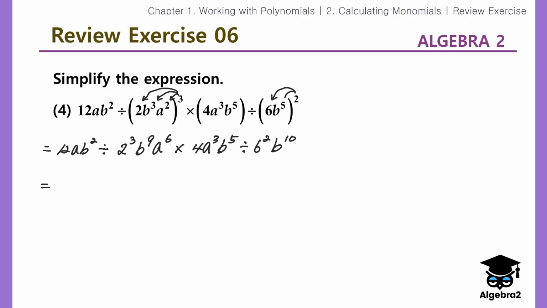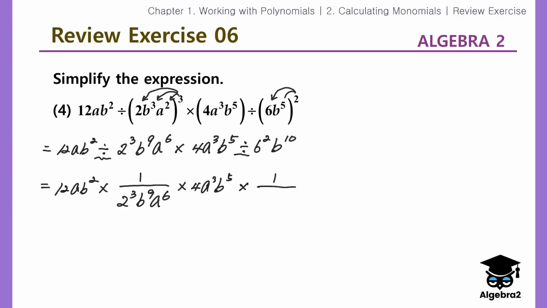So next step, convert this division to multiplications. So 12ab squared times 1 over 2 cubed b to the 9 a to the 6 times 4a cubed b to the 5 times 1 over 6 squared, 36. Let me just write 36 b to the 10. Here 2 cubed is 8, right? So I'm just gonna write 8 here. So far so good? Okay, so let's look at numbers.